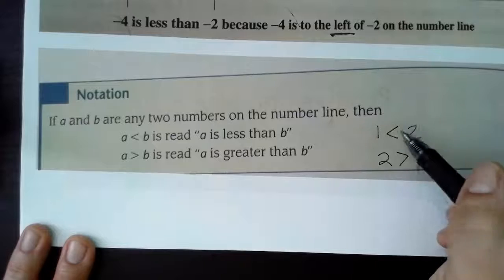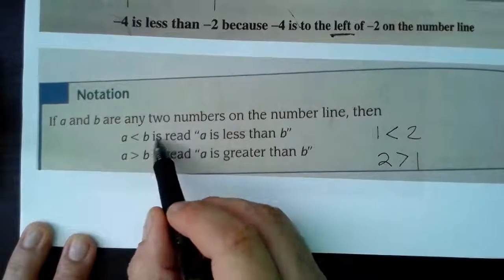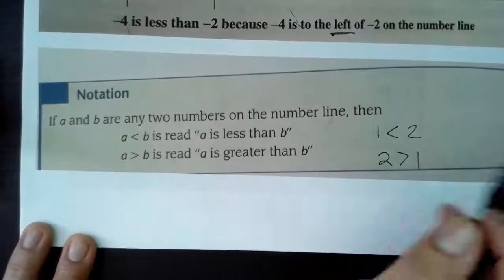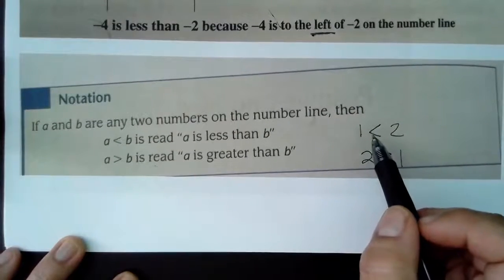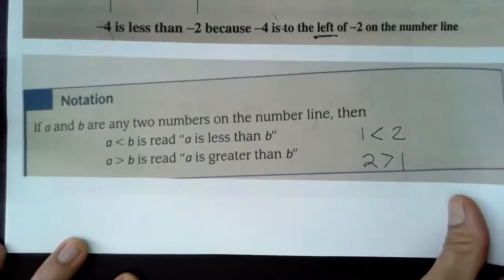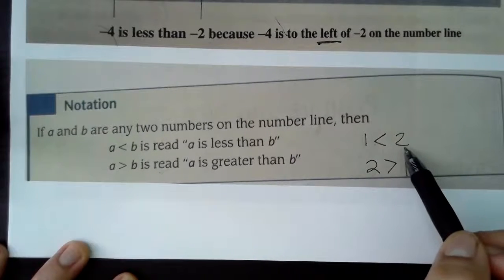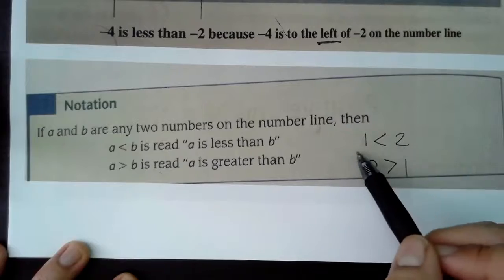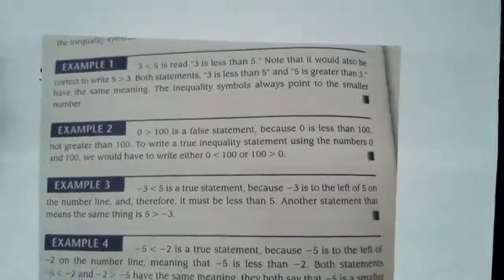However, whenever you see inequalities, these are called inequalities, right? This is the less than, and this is the greater than, okay? When you see an inequality, there's technically two statements being said. This one here, 1 is less than 2, but if you look at it from right to left, 2 is greater than 1, okay? So let's do a couple of examples.